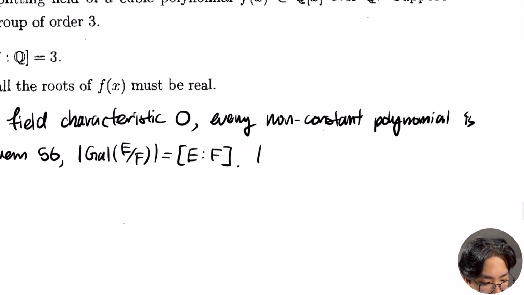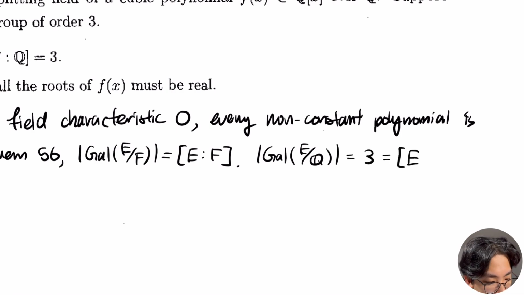So of course, the order of Gal(E/Q) is equal to 3, which is also going to equal the degree of this extension E over Q. And that's all we need for part A. So now let's take a look at part B.